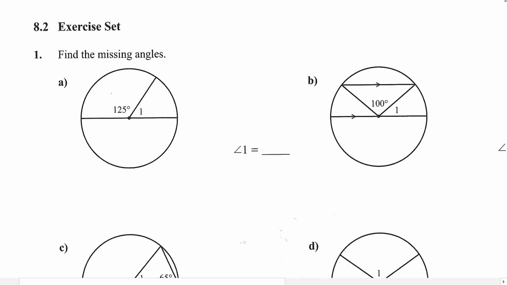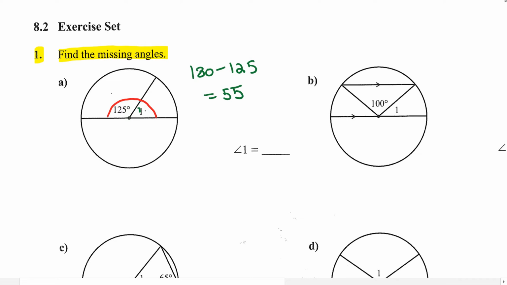I'm now moving on to the homework questions from lesson number 2 in the circle geometry chapter. For problem number 1, I need to find the missing angles. For the very first question here, I'm using the concept of angles on a line, and angles on a line add up to 180 degrees. So mathematically, you can just do 180 minus 125, and that gives you a value of 55.